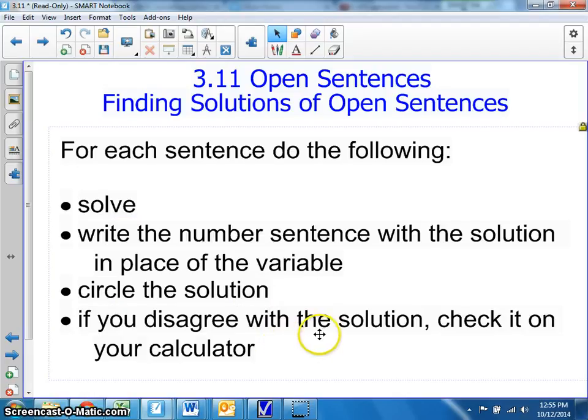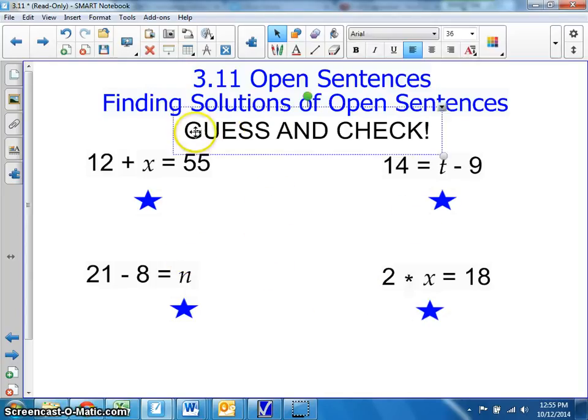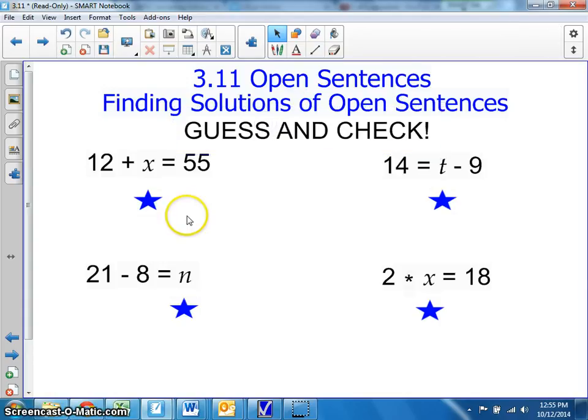And if you disagree with the solution, you can check it on your calculator. We'll use calculators to check. Now, here are going to be some problems. They're going to be a little tough to begin with, but I want you to get used to me saying this phrase, guess and check. You're going to put a guess in, and you're going to try to figure it out.